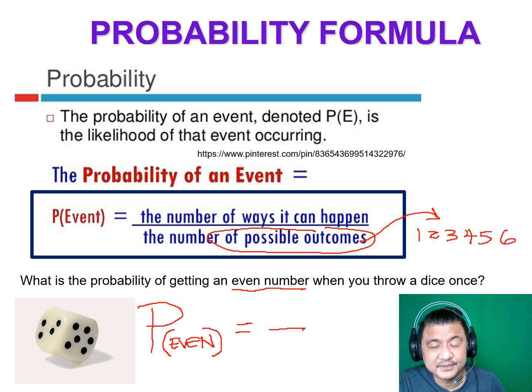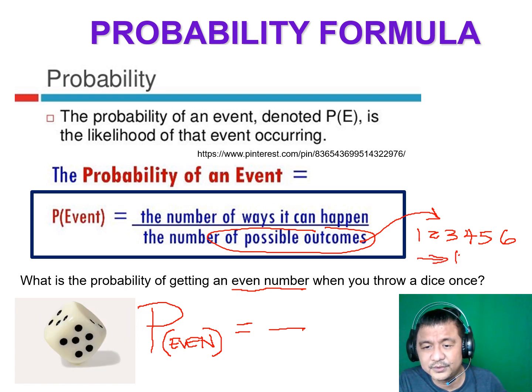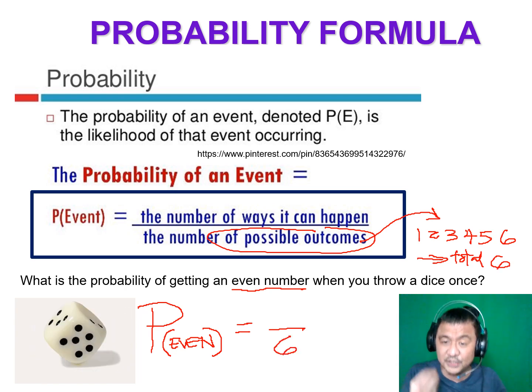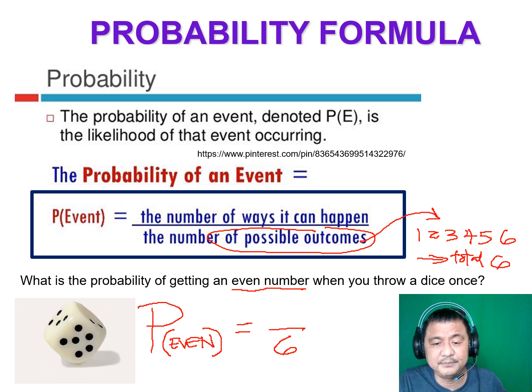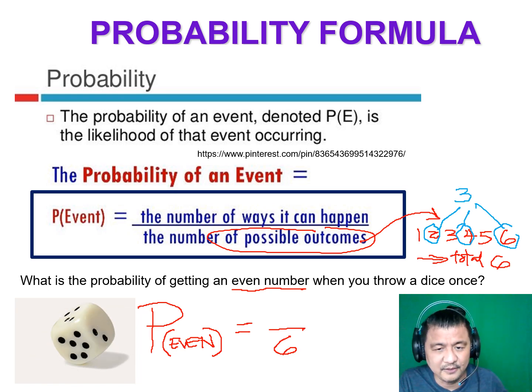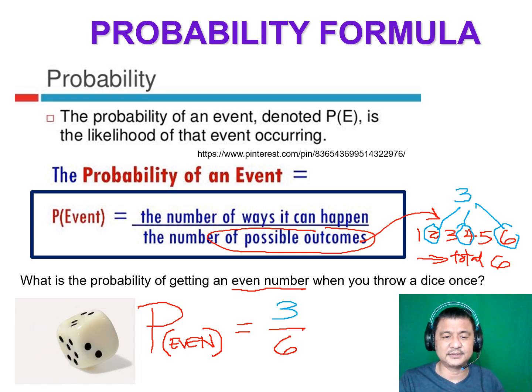Do you agree? Yes, that will be the results. And how many are they? A total of what? 6. So that goes at the bottom. There you go. The total, that's the whole. Now, the part that I want to get is what? All the even numbers. So let me use my blue ink. The even numbers are 2, 4, and 6. How many are these? Okay, the event that I want to happen could be 3. So I put 3 on top. So that's it. The probability of getting an even number is 3 over 6.